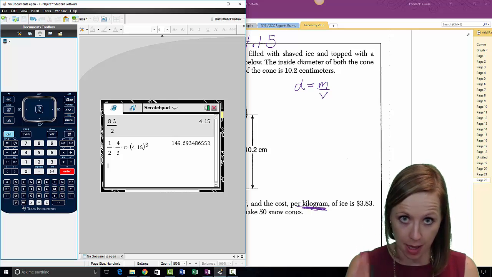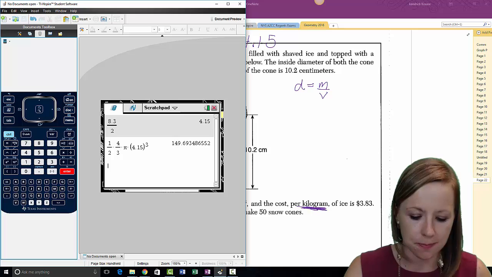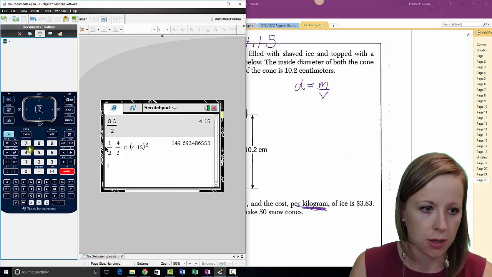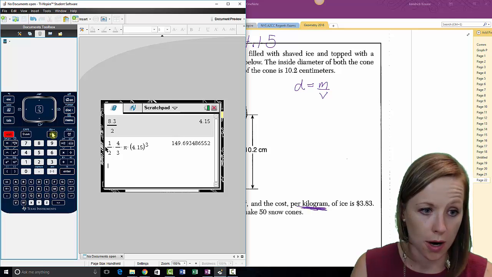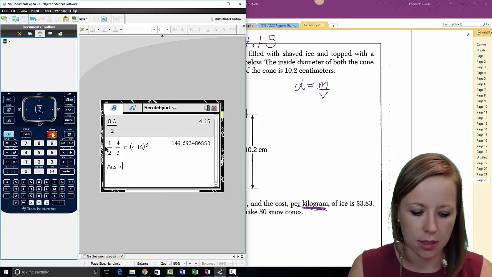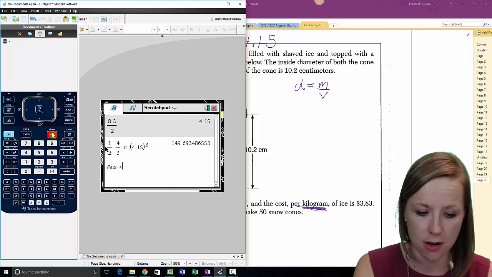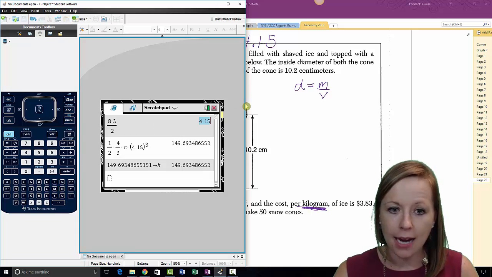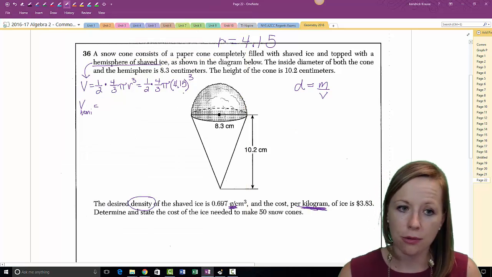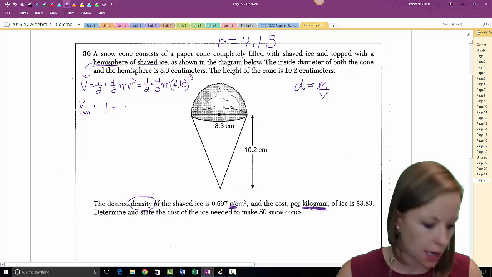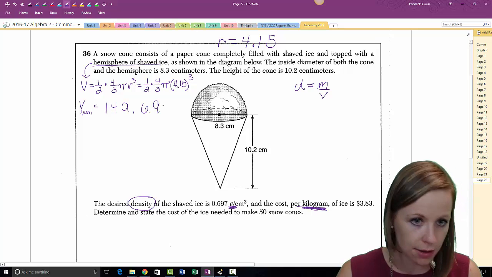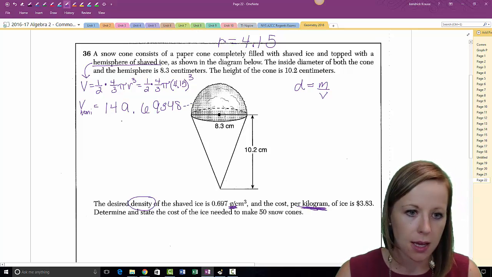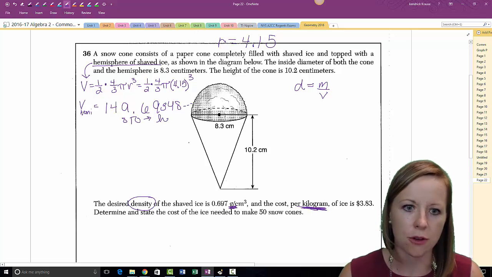149.69, and so on. I'm going to store this. I'm going to do control, store. I'm going to store it for H for hemisphere. Okay, you'll see why in a minute. I don't want to round halfway through a question. I got 149.69348 and so on. But I stored it for H. I'm going to use that in a few minutes.